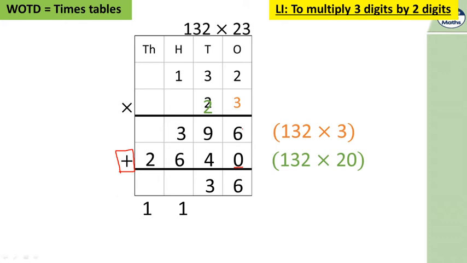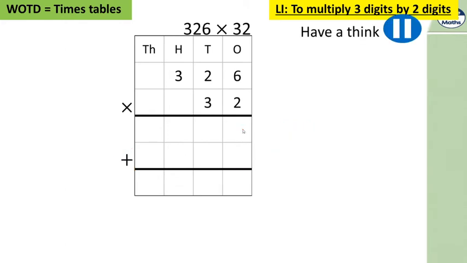So we exchange our 10 hundreds for 1,000. We don't have any hundreds left. Then all we need to do is 2,000, add 1,000 is 3,000. So the answer for 132 times 23 is 3,036.